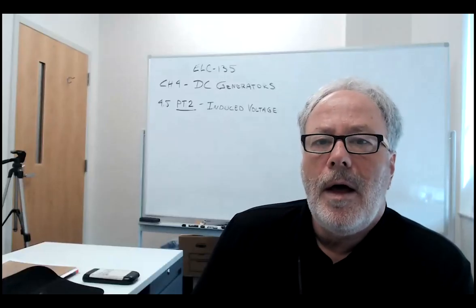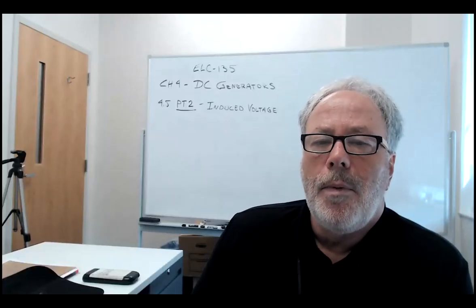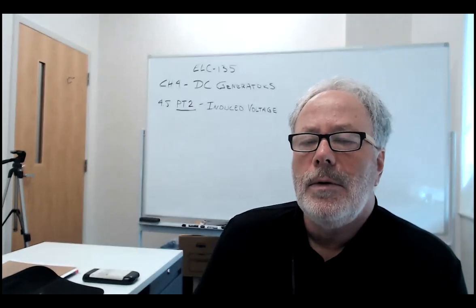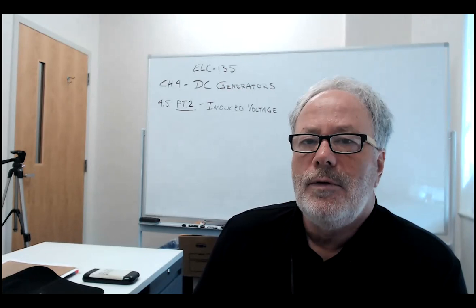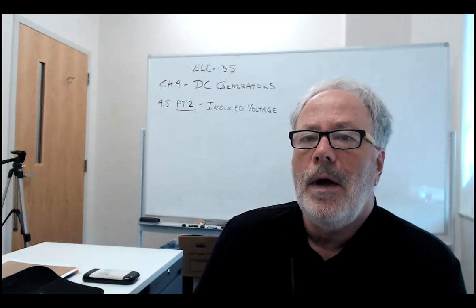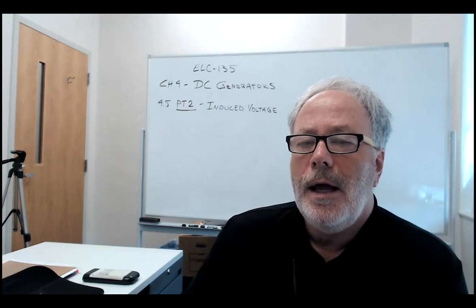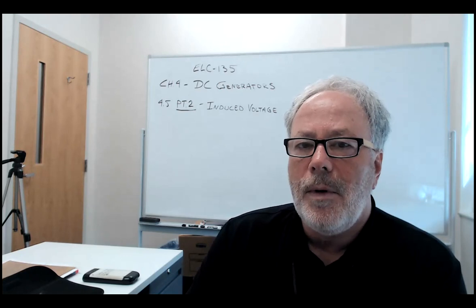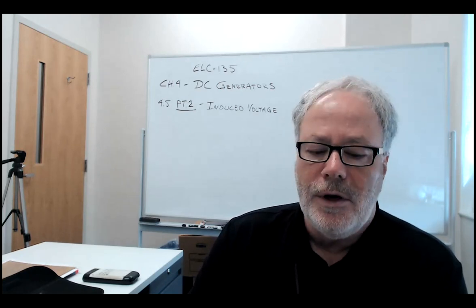In the second part of section 4.5, we're going to explore in a little more detail what's going on in the creation of this voltage in the DC generator. We want to look at something in particular called a neutral position and the effect that it has on the operation of the DC generator.